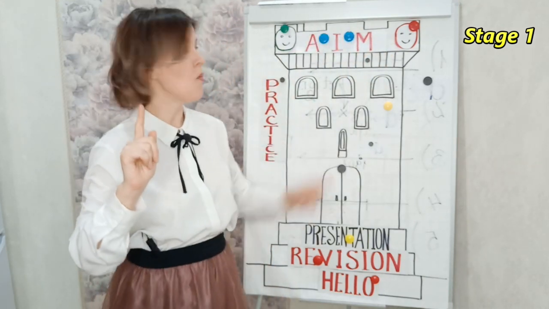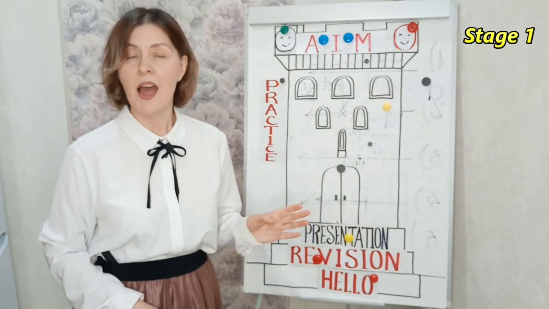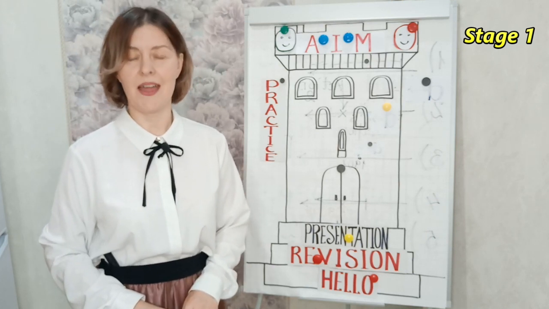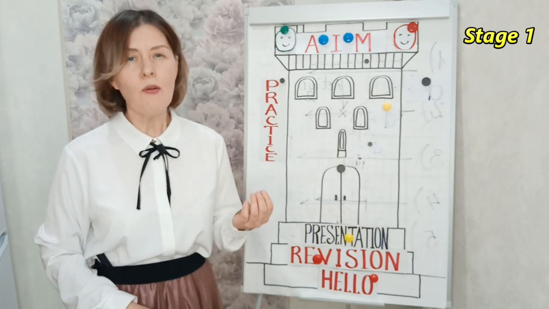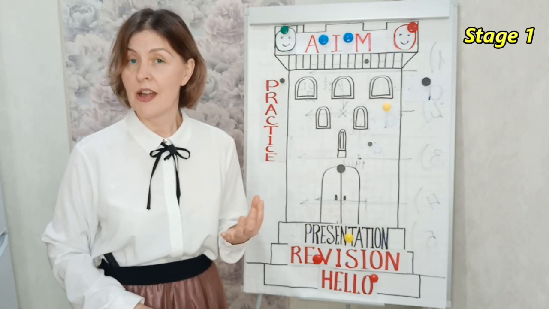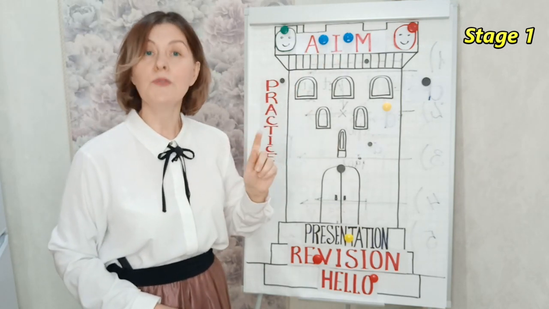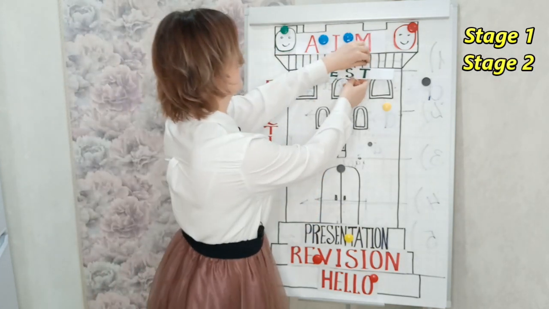So step number one, aim. For example, to learn the meaning and remember how to spell 10 words on the topic animals. The second question you have to answer is, how are you going to make sure that your students have achieved this aim? You need some proof. This is the test stage.